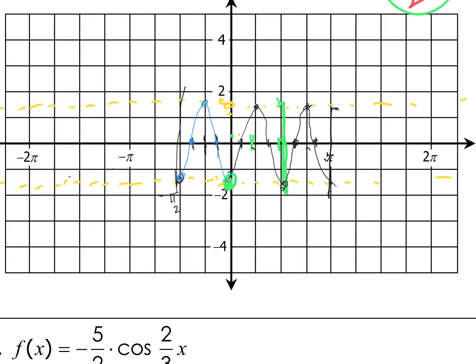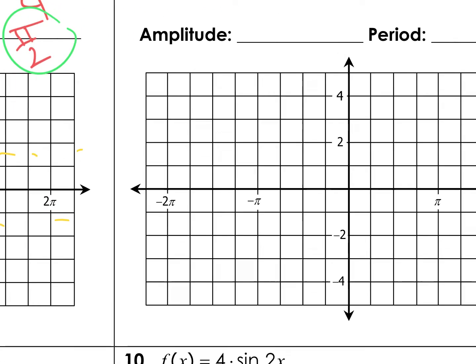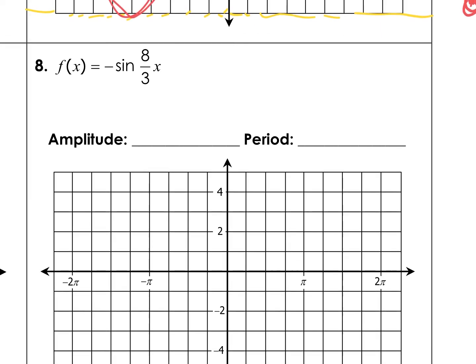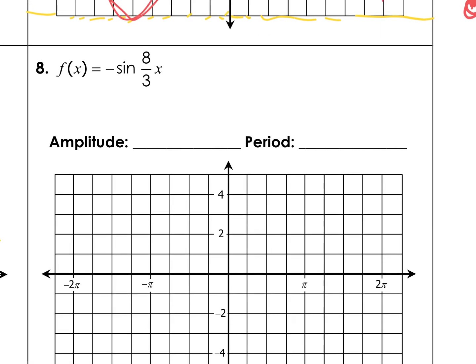I mean, this type of problem on the test is really stupid. It could be, but the next lesson is even worse because she wants us to start moving our sines and cosines left and right and up and down. And I'm going to show you a better way. I can do it for the next problem if you want, just so you can see what I'm going to lead you to. Yeah, I can do this one. Negative sine of 8/3 x.